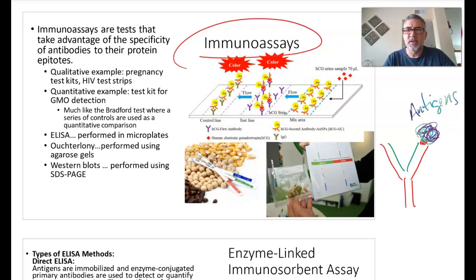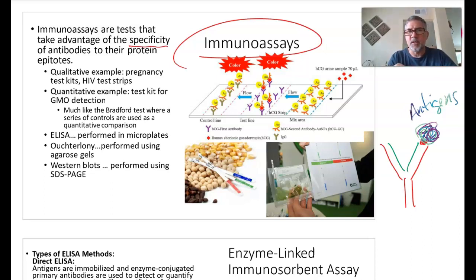So we're able to use that type of a system to detect things that we want to detect. We're going to go over this a little bit, and I'm going to come back up to this slide at the very end because it's really important. So they take advantage of the specificity of antibodies. Specificity means it only recognizes one thing, right?